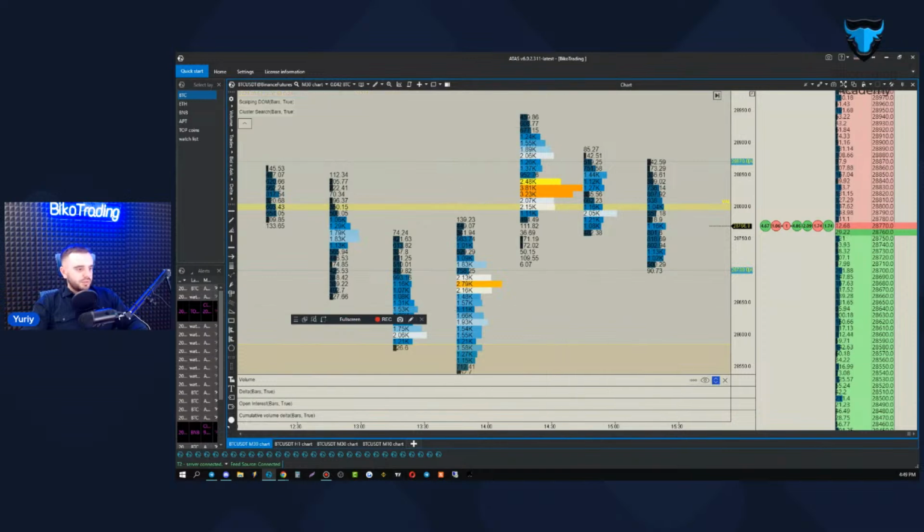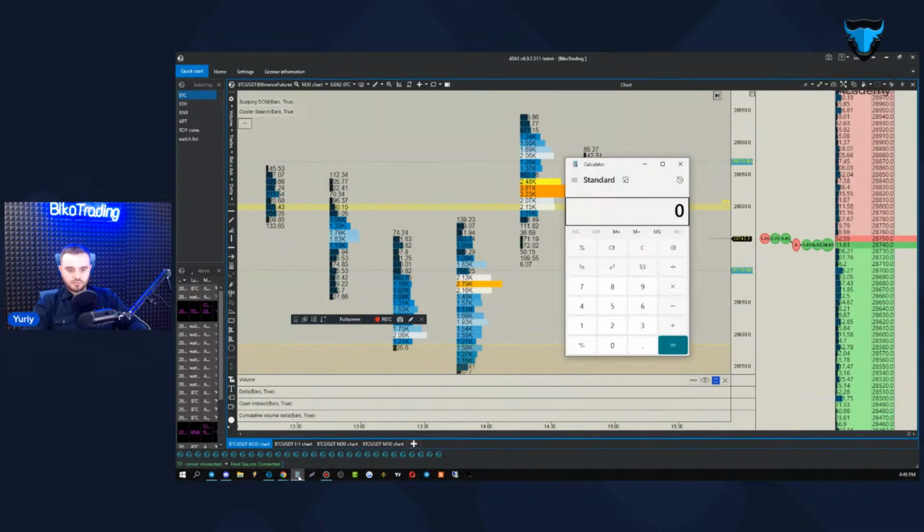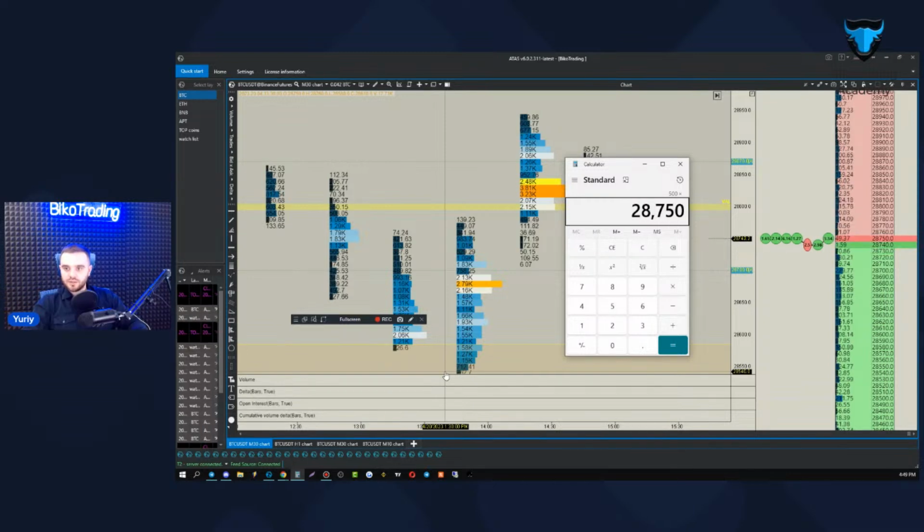Have a look. At this moment, you can see these numbers. How much will 1 million be? It is 500 contracts, yeah? 500 BTC multiplied by 28,750. Guys, it is 14 millions. So 1 million divided by 28,750 is 34 contracts, 34 Bitcoins.